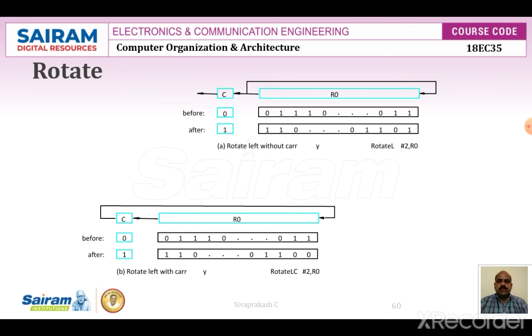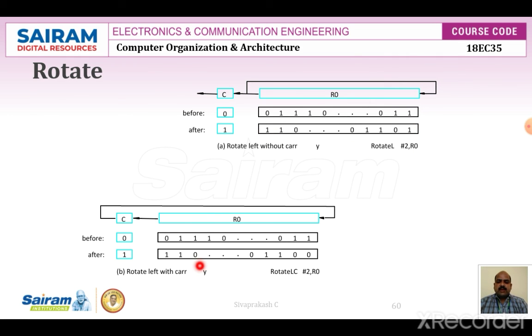First one is going to be without carry, left rotate without carry. So what happens is the data is inserted over here, and that is without carry. The carry flag is going to be 0 previously. After the rotation, the MSB bit is moved towards the carry, and the same bit is going to enter into the left hand side.